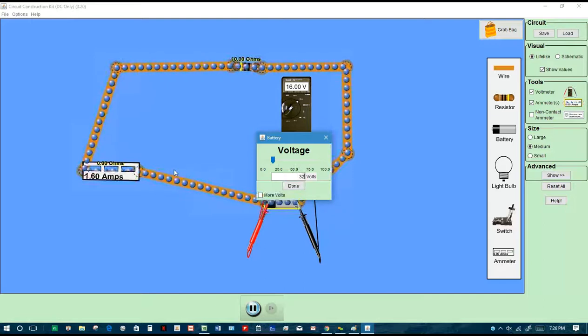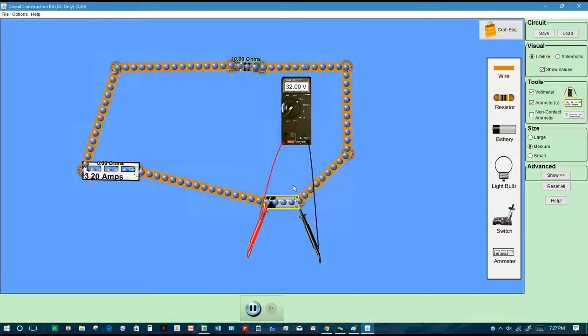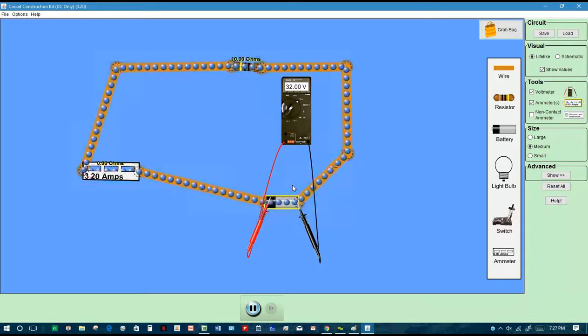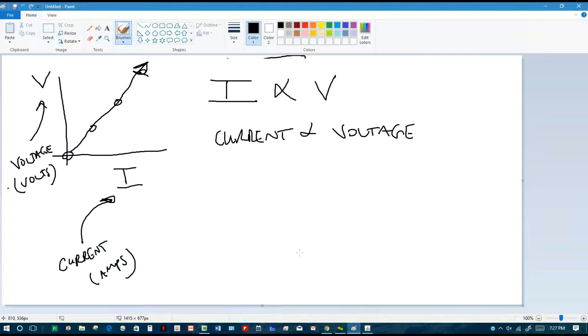It's going to be 3.2. Can you see it? Yeah. Right? So it's showing that a doubling of voltage produces a doubling of the current, right? Yeah. All right, so back to here. That's what this first big idea is that Ohm had discovered.